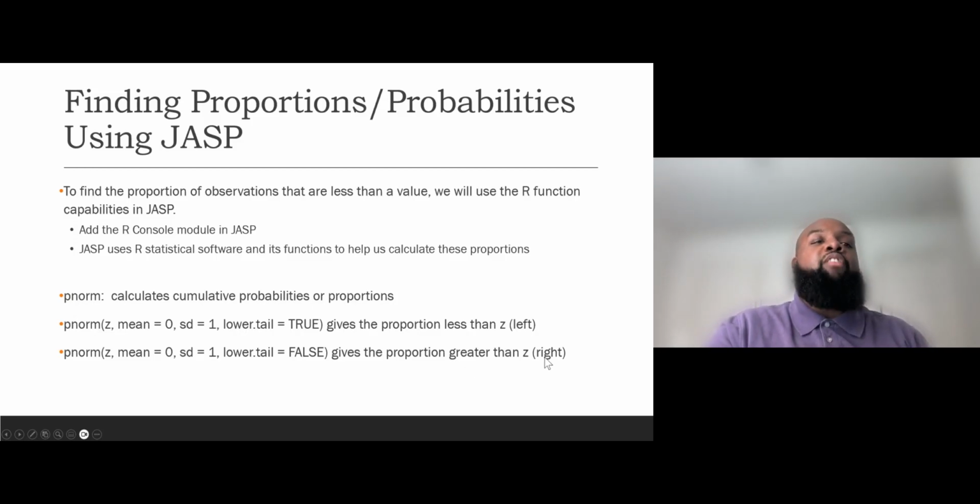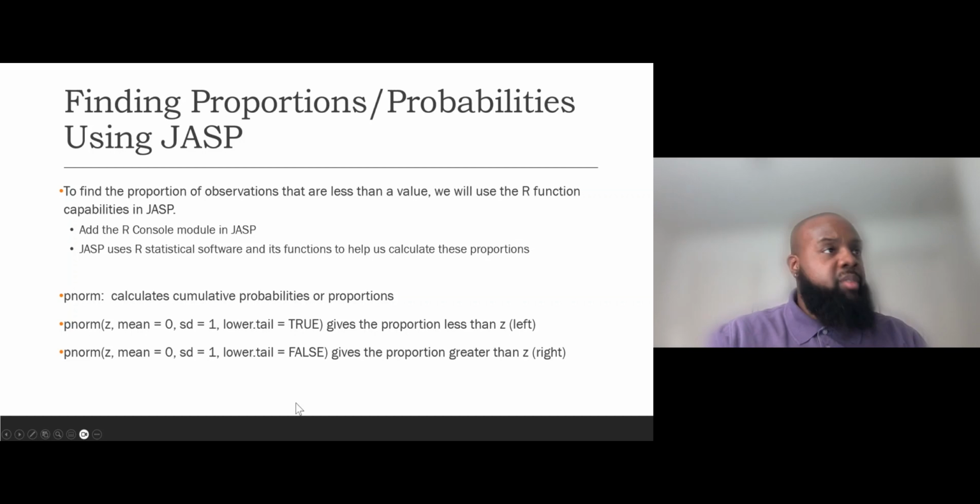If we wanted to find the probability or the proportion representing values that are greater than z, then the only difference is that instead of saying lower.tail equals TRUE, I'm going to say lower.tail equals FALSE. I'm not going to use the lower tail; I'm going to need the upper tail, or values to the right, that time. One thing about R, hence JASP in this case, is that it is case sensitive. So you need to make sure that you spell everything the correct way and that you use the correct case.